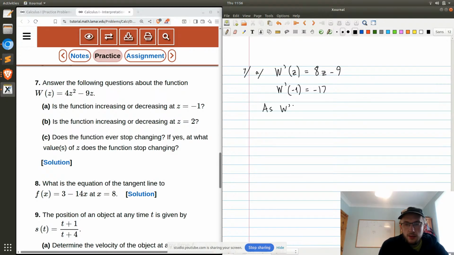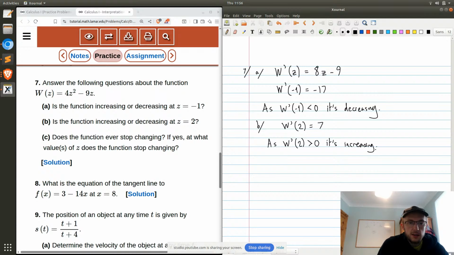And as w prime of -1 is less than 0, it's decreasing. Then here, w prime of 2 would be 16 minus 9, which is 7. And as w prime of 2 is greater than 0, it's increasing. And by it, I mean w.